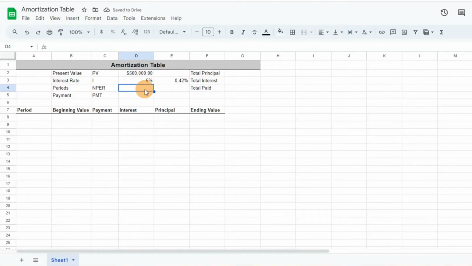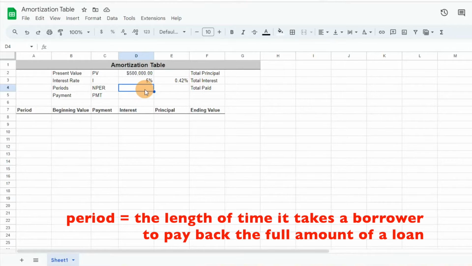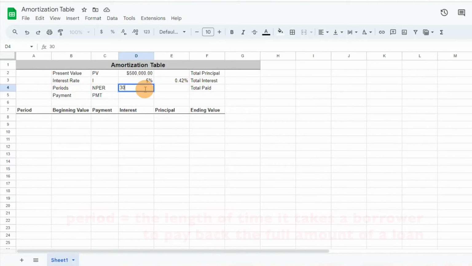And so with periods, we're going to assume it's a 30-year loan, which is pretty typical for homes. And we're going to do the same thing here. We need to turn it to monthly. So we're just going to take that 30, and then we're going to multiply it by 12. And that gives us our 360 payments that we're going to be making over the life of this loan.